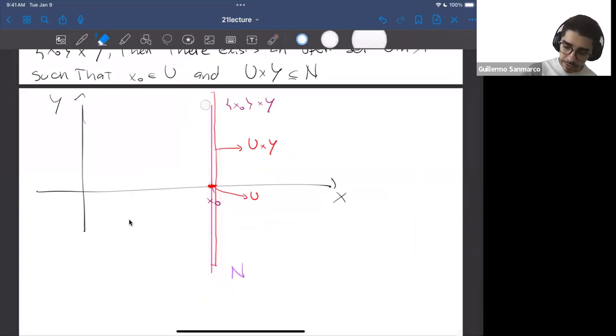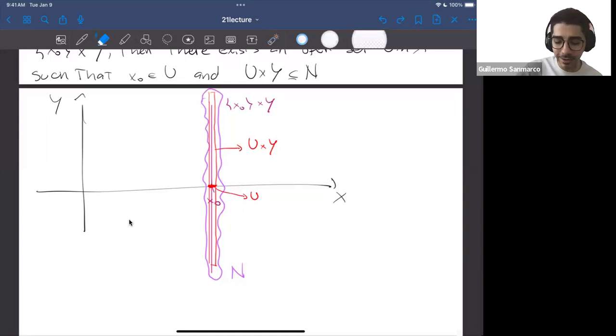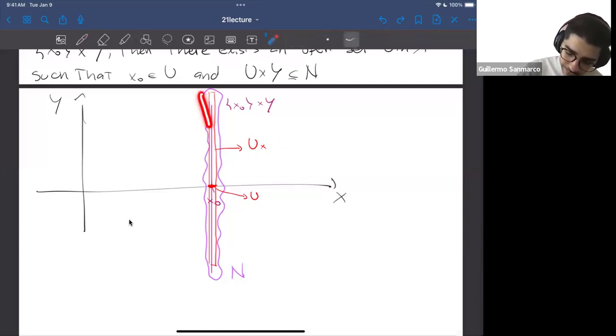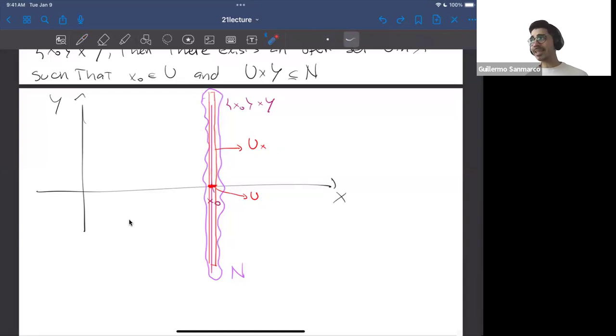If your neighborhood N contains this slice, then it needs to contain a little tube, probably a very skinny tube. And probably from this picture, you can already tell why we really need the Y space to be compact. Otherwise, your N could go decreasing, something like this, get very close to x naught, and then it's not going to be clear that we can go all the way down. So any questions about the statement of the theorem?